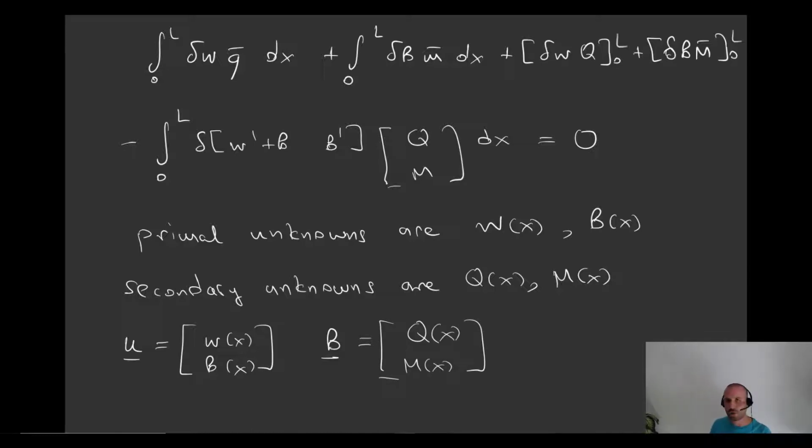So the vectors or the unknowns of the problem that I'm trying to solve for are the primal unknowns, the U, which is the vertical deflection and the cross-sectional rotations together. And the second set of unknown variables, the secondary variables in this case, are the transverse shear forces and the bending moments. Okay, I hope that makes sense.